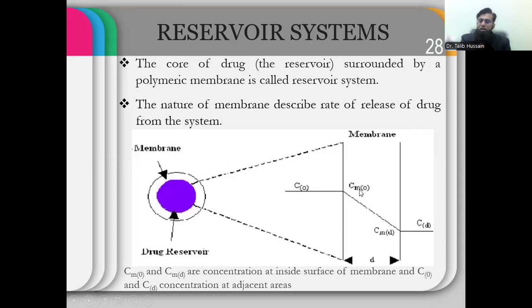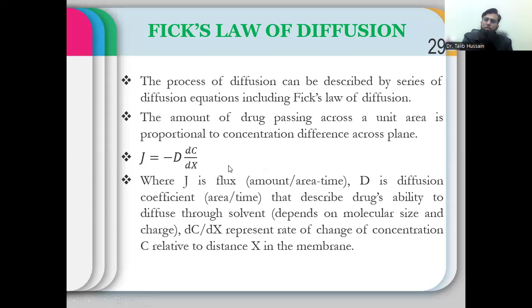Here is the concentration of drug in the membrane at zero distance and at d distance, and the drug will be released from this membrane surface into the dissolution medium. The dissolution medium will have a concentration after passing this distance d. This Cd can be denoted as Ct also.